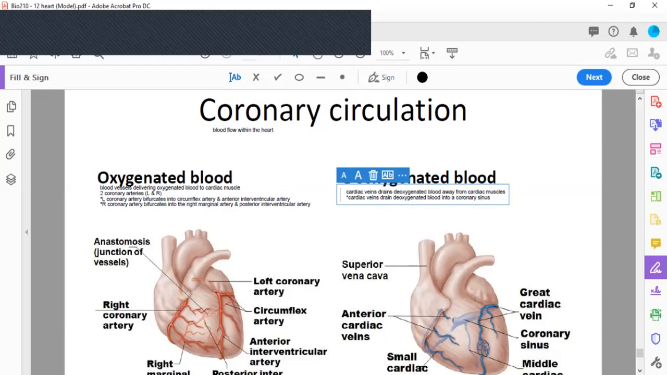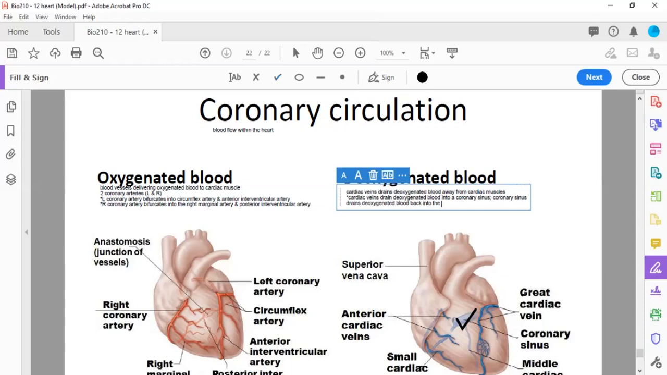Coronary sinus, as you can see here, is larger than the cardiac veins. So this is the coronary sinus. It's a lot bigger than the cardiac veins. And the coronary sinus drains the blood back into the right atrium.